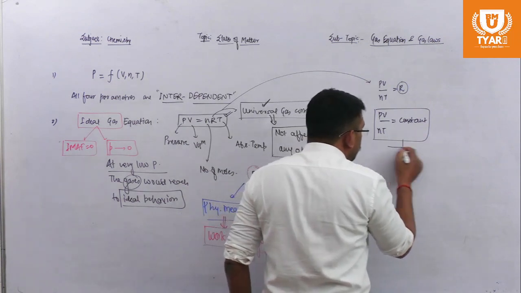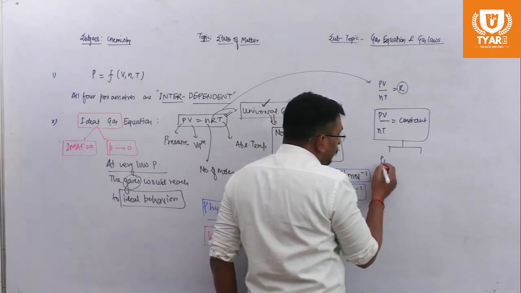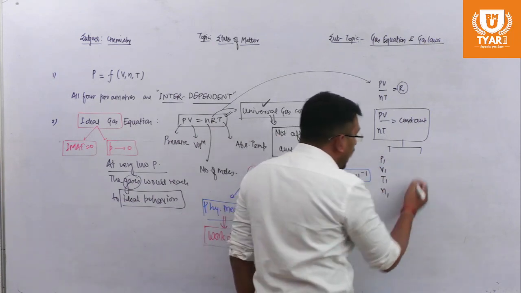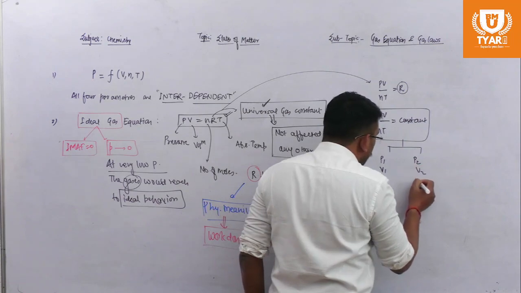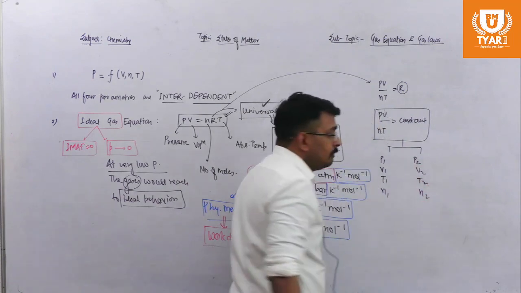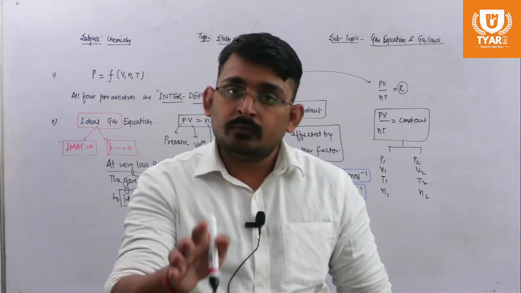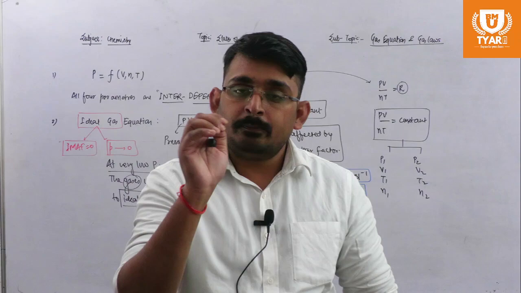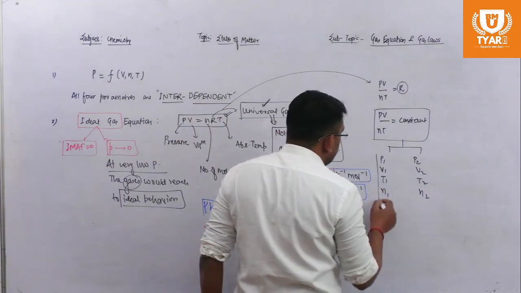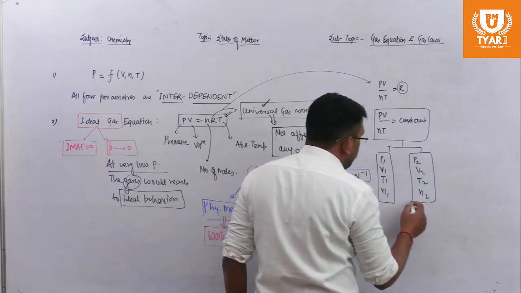And if this is constant, let us assume that there is a pressure P1, volume V1, temperature T1 and moles n1. Again, P2, V2, T2 and n2. Pressure P1, volume V1, n1, T1, P2, V2, n2, T2. It means I am talking about two states. This is state 1 because the parameters are different. This is state 2 because the parameters are different.